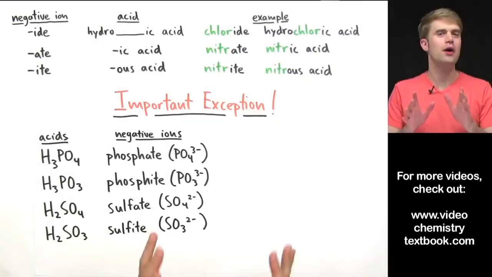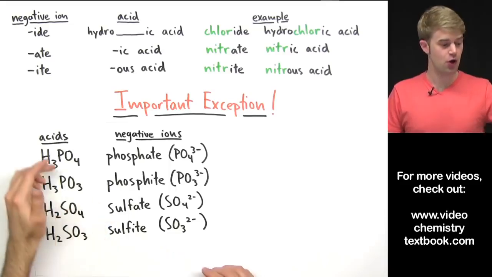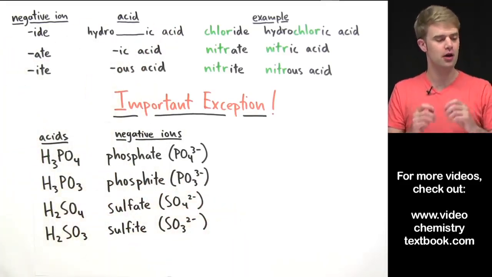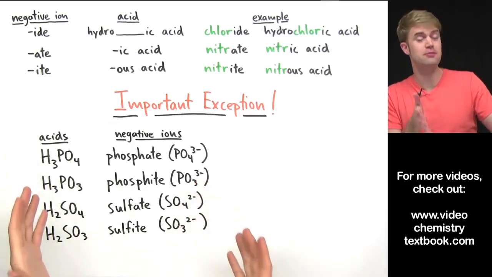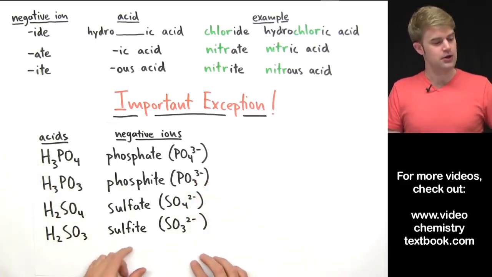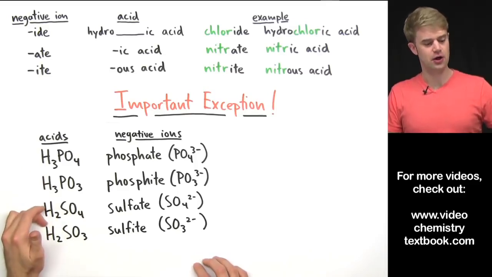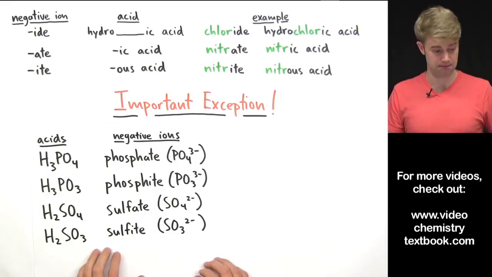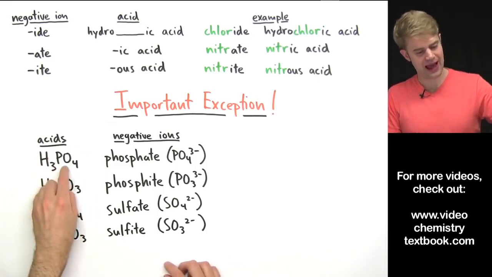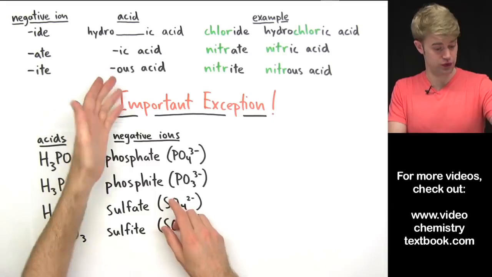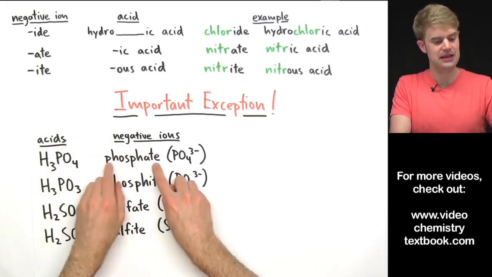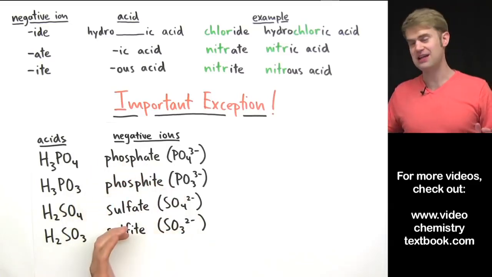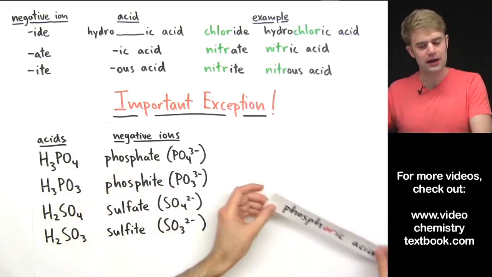I don't know. I want to talk about some important exceptions with naming acids. We learn these rules, but there are a few acids that don't quite follow them. And they actually turn out to be very common acids. All right? So they are these 4 acids here that contain the negative ions phosphate, phosphite, sulfate, and sulfite. Okay, so if we took this acid and tried to name it using the rules that we've learned, we turn the ATE from phosphate into ic, and so we'd call it phosphic acid. That's actually not quite what it is.